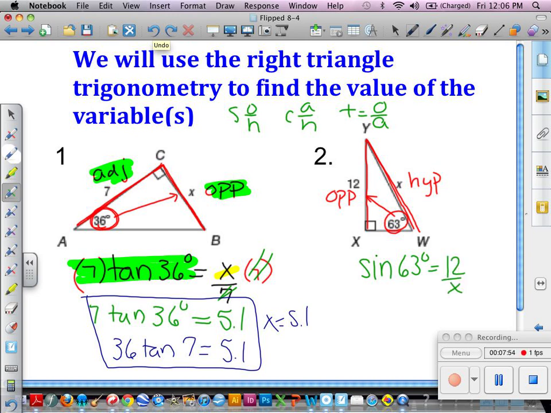At this point, you're looking and you're saying, I don't know what to do. I don't know how to do that x on the bottom. That's making you uncomfortable. Multiply by x on each side. That way, that x on the bottom is canceled now. And now you have x sine 63 equals 12. Your goal is to get x alone, so now you need to divide by sine 63 and sine 63.